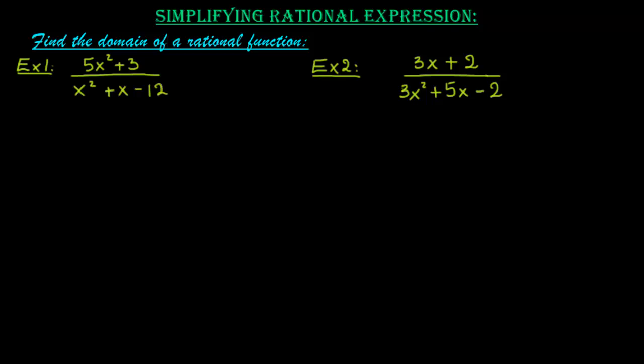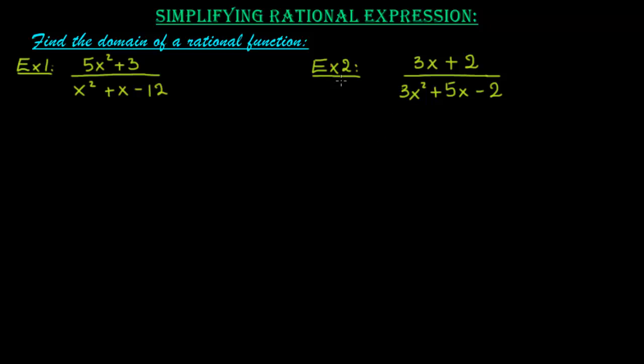Today we practice on simplifying rational expressions. First of all, let's talk about finding the domain of a rational function. So in example 1, we have 5x squared plus 3 divided by x squared plus x minus 12.